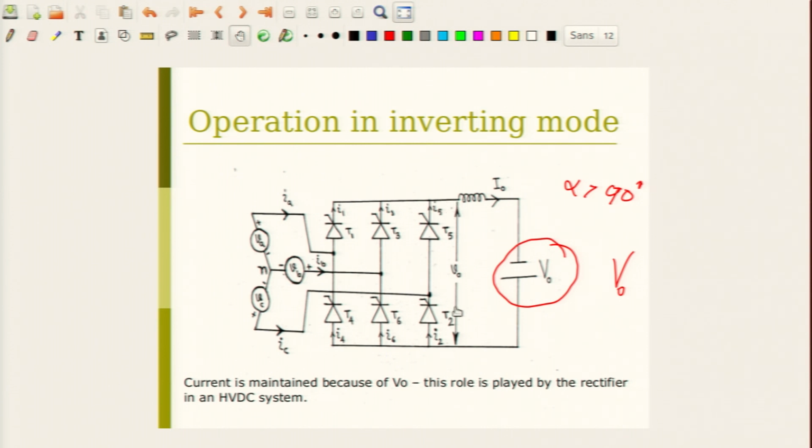So, when VDC, or this curly V naught, is negative with I in the same direction, you are in fact taking power from the DC source and giving it to the AC source. Where is it coming from? It is coming from this source.